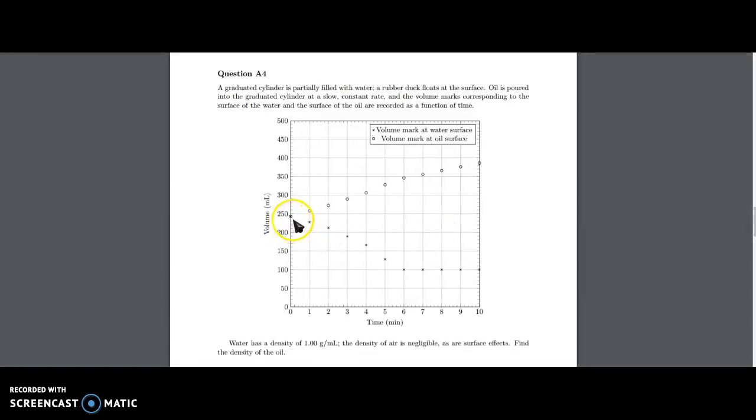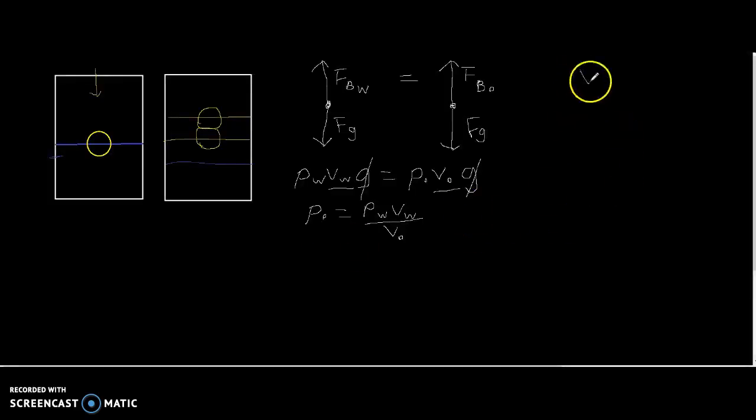Now let's do the water first. The water is pretty obvious. It's just the distance from the starting level of this water to the ending level of this water. If we look at it carefully, it's about 243 minus 100. So the volume of the water displaced is about 243 minus 100, and that would give us 143 milliliters.